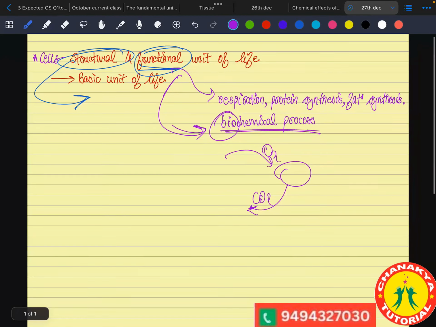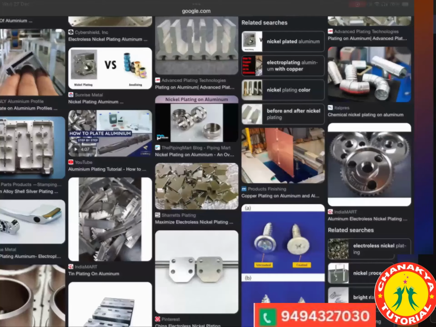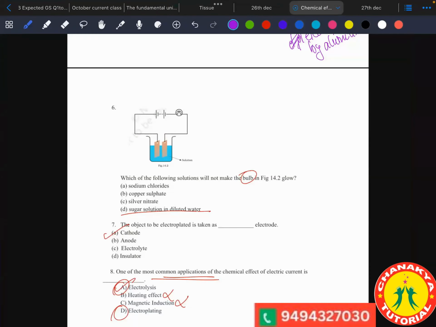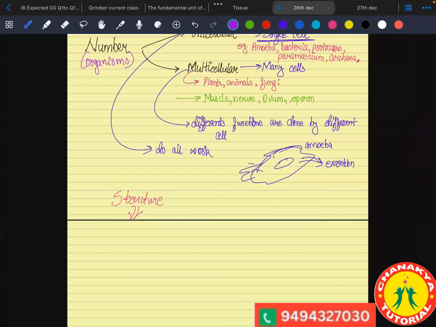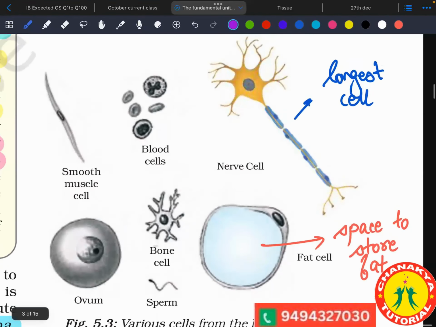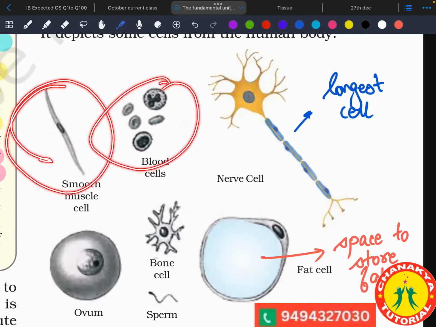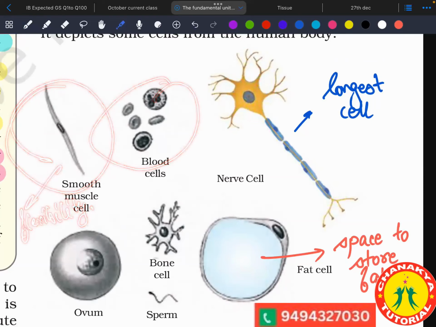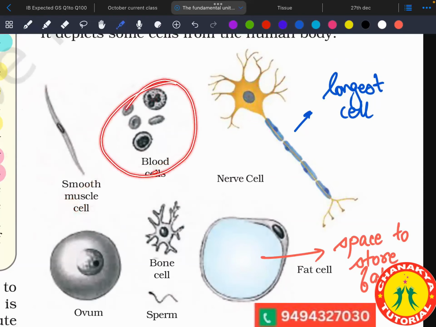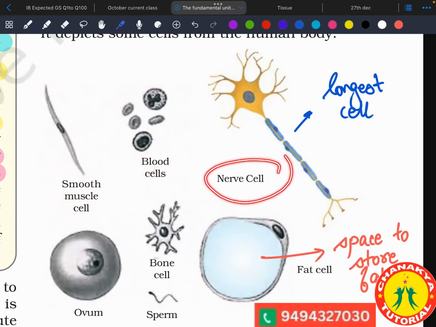So we have seen cells, and there are different kinds of cells. Let me remove this. These are different kinds of cells. For new people, this is smooth muscle, to provide flexibility in our body. These are blood cells to transport oxygen to different parts of our body. This is a nerve cell to give signals.